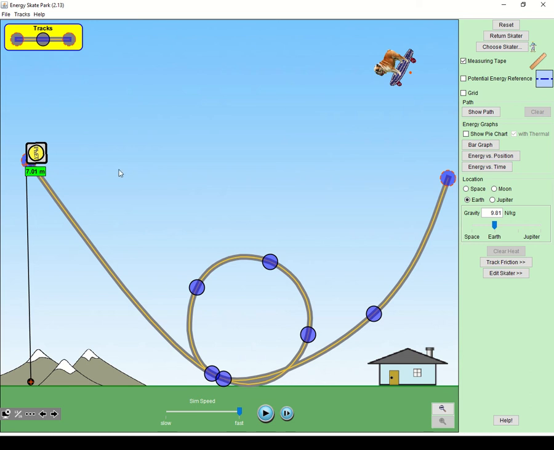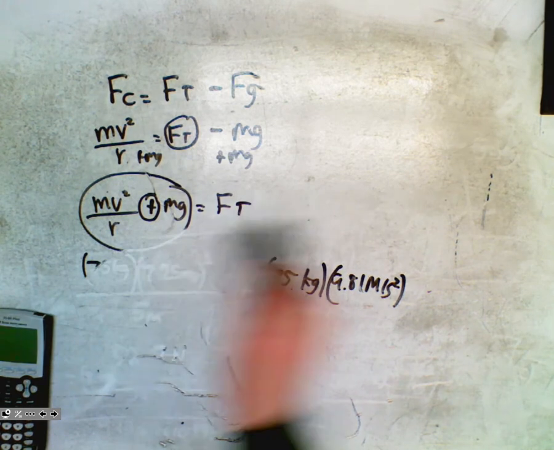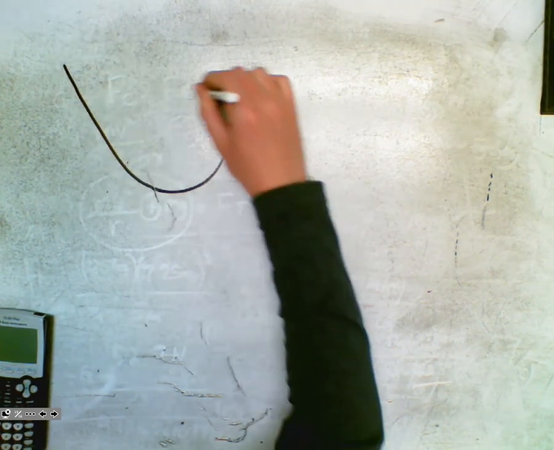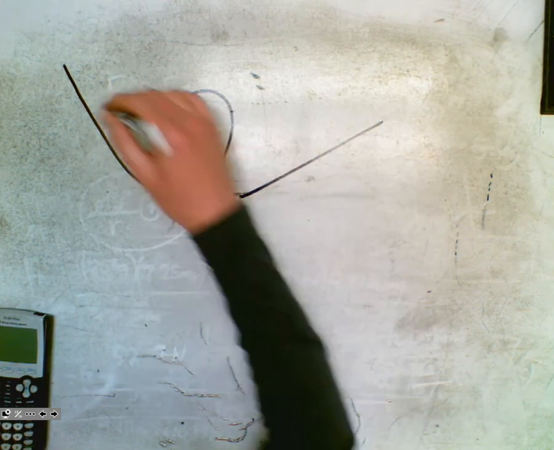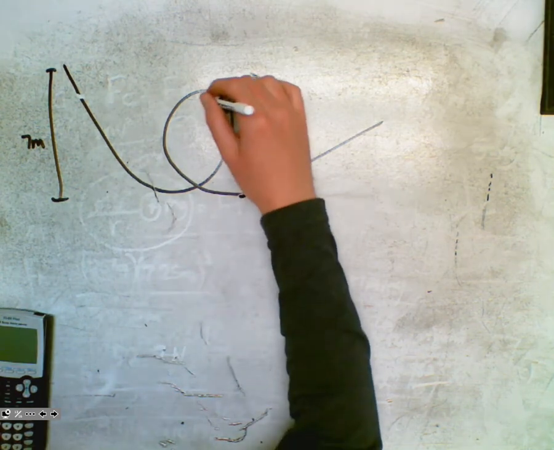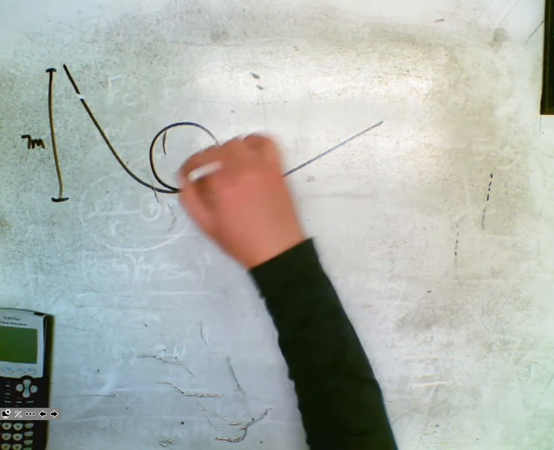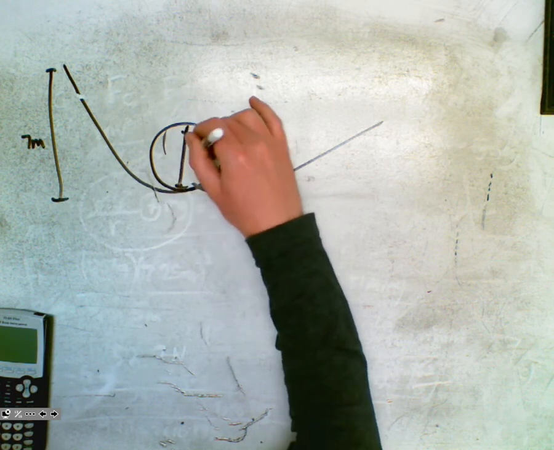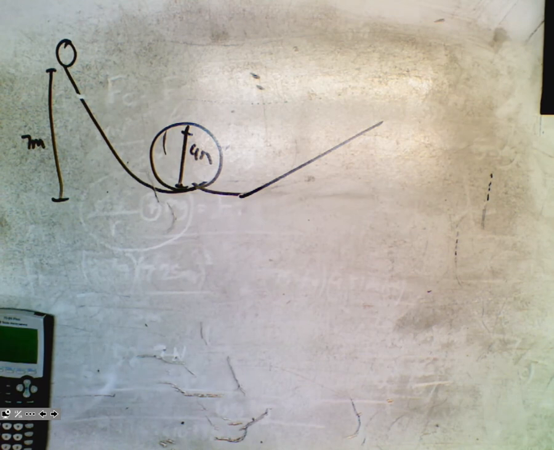Okay. So let's take a look at this equation here. So this is my loop. I guess it goes up again. So this is 7 meters. And this is, let me draw this a little bit better. There we go. This is 4 meters, like that. And this is our bulldog up here.